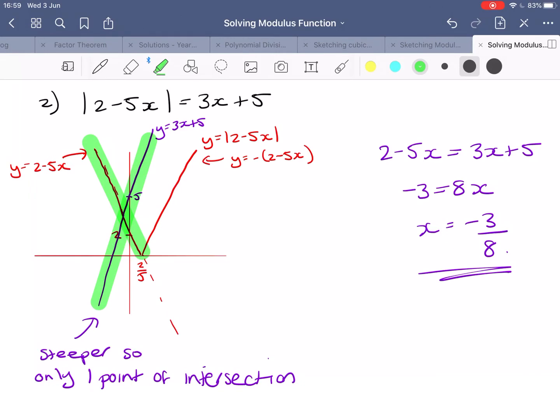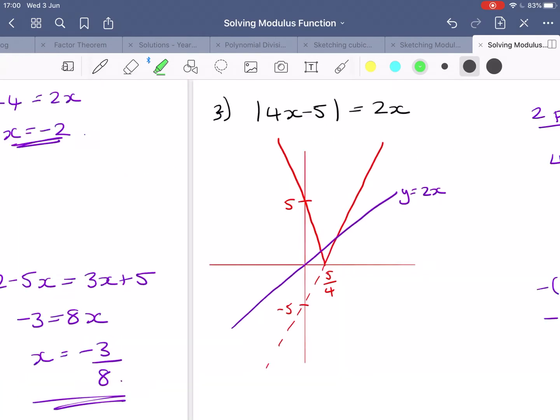Now, if you accidentally did it the wrong way round, you'd have got a value for x that was greater than 0. And that should have made you think from the diagram, I've made a mistake. Okay, so just make sure you use your diagram as your check mechanism.